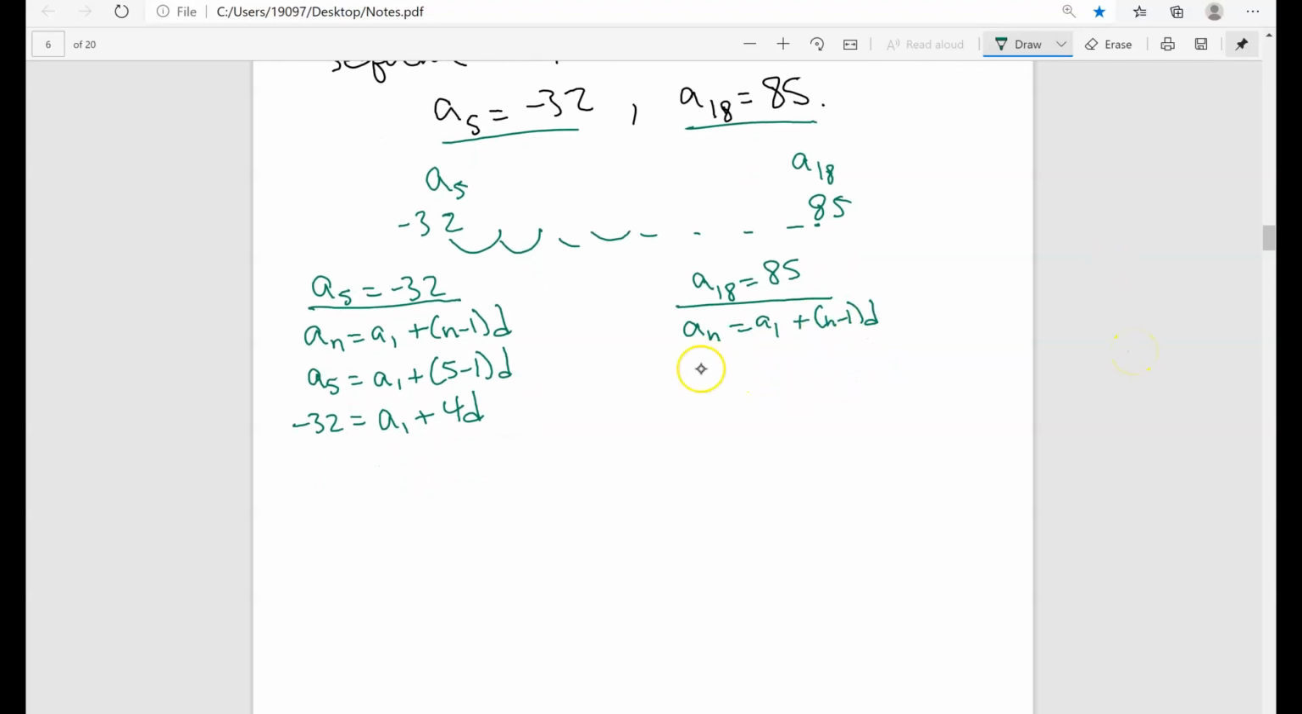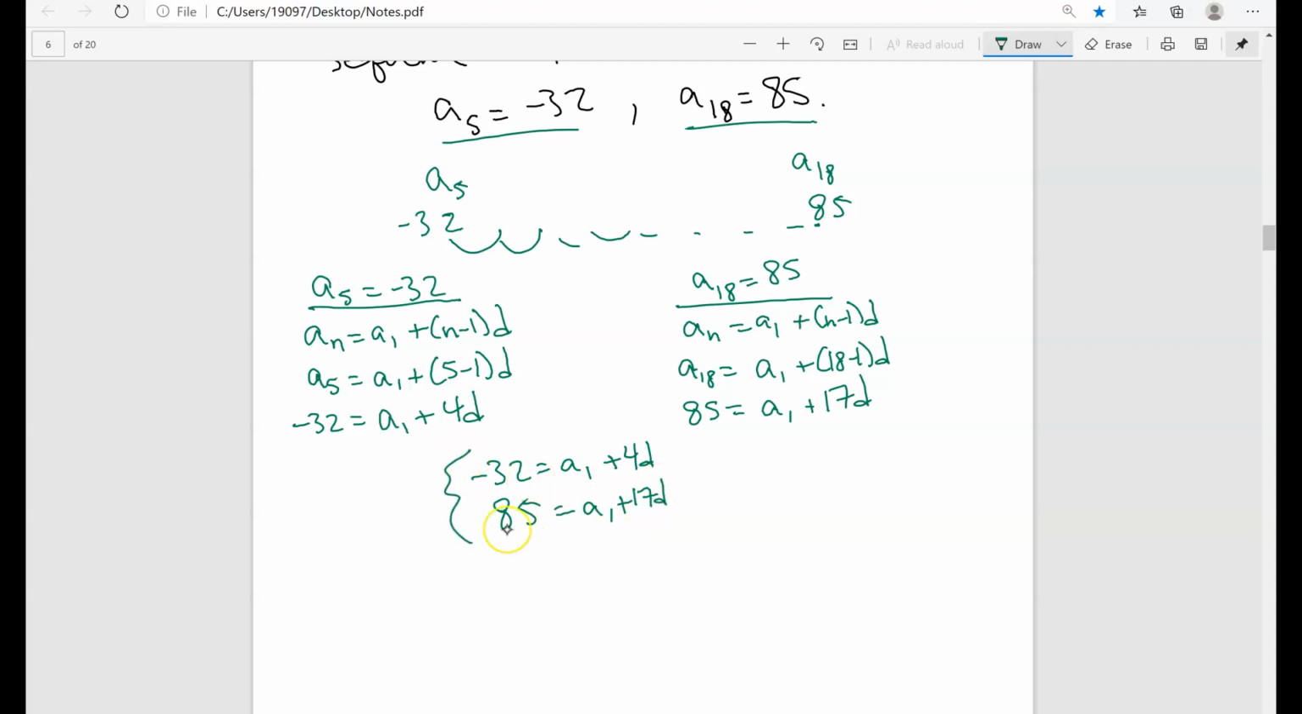So we're going to plug in 18, since I know that that's the 18th term. So A1 plus 18 minus 1 times D. So we're going to have A18, which in this case gives me 85, is equal to A1 plus 17D. So notice here that what we have is a system of two equations. We have negative 32 equals A1 plus 4D. And then we have 85 is equal to A1 plus 17D.